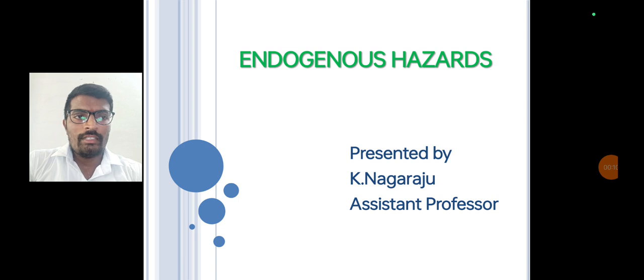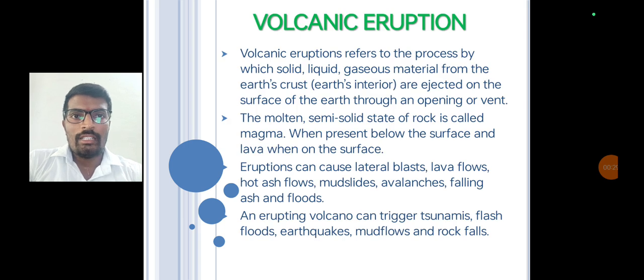So first of all, the definition of endogenous hazards. Endogenous hazards are those which occur inside the earth. Examples are volcanic eruption, earthquake and landslides. Now coming to the first one, volcanic eruption.